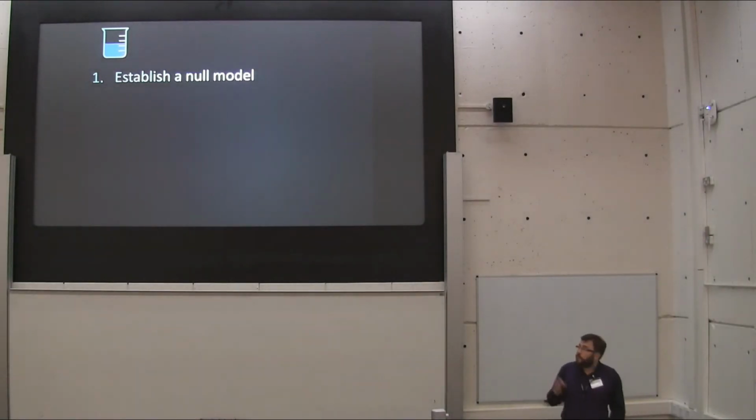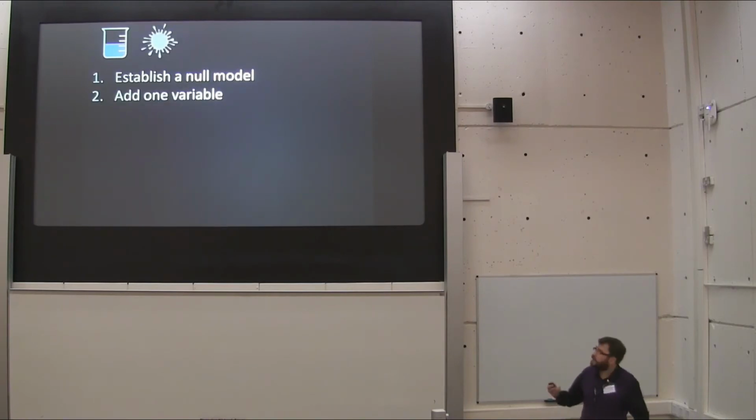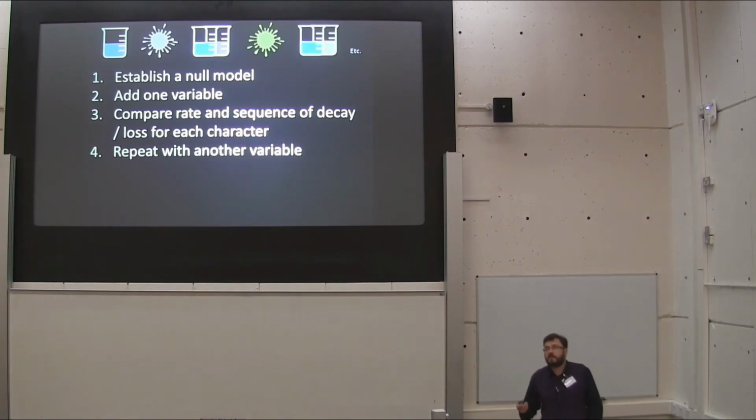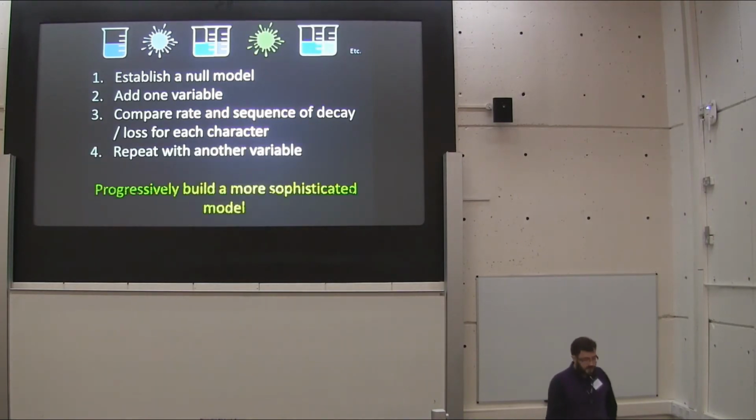So the approach that we've taken at Leicester is to, first of all, establish a null model, that's making the fewest number of assumptions about the environment that the animal is decaying in, and then add a single variable and directly compare the rate and sequence of decay, or loss of characters, between those two conditions, and then repeat this process with another variable and progressively build up a more sophisticated model of how environment interacts with decay. And so how do we go about actually collecting the data?